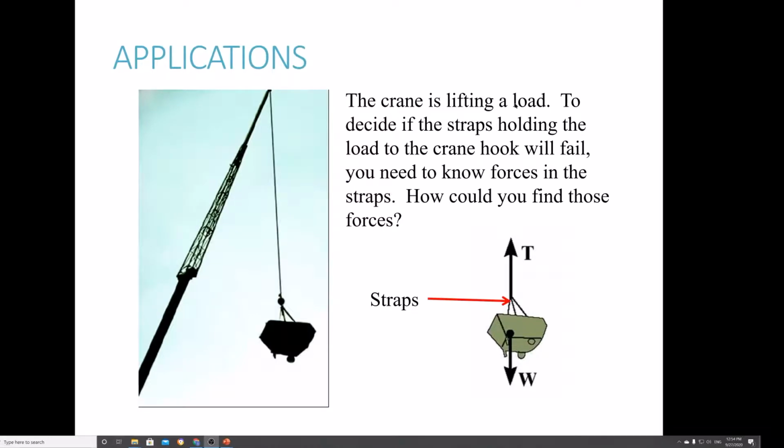Okay. So here's an example. Why do we care about this? Well, let's say you're holding up a crane and you want to make sure you do an analysis of this. You figure out what tension's in this direction and the weight's in this direction. And you want to analyze it to figure out what the forces are, let's say, in these cables, to make sure it can support the weight.